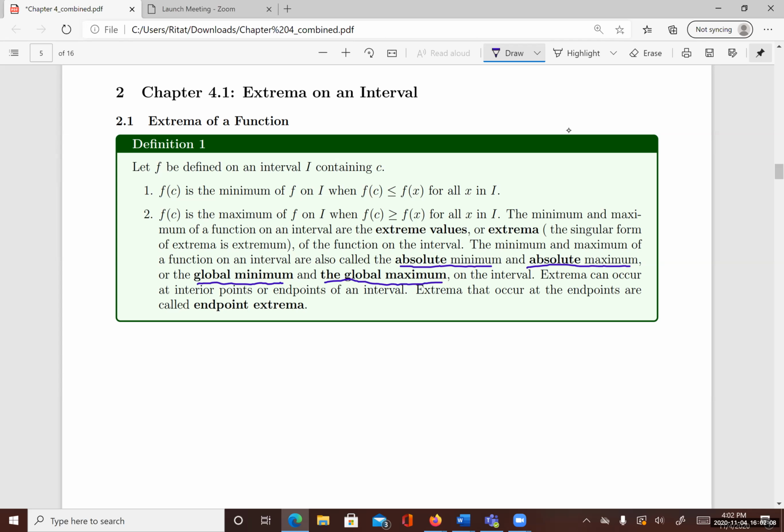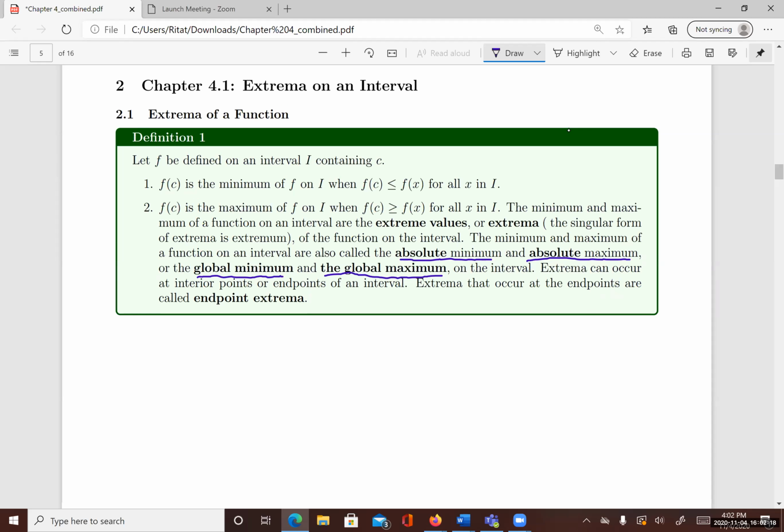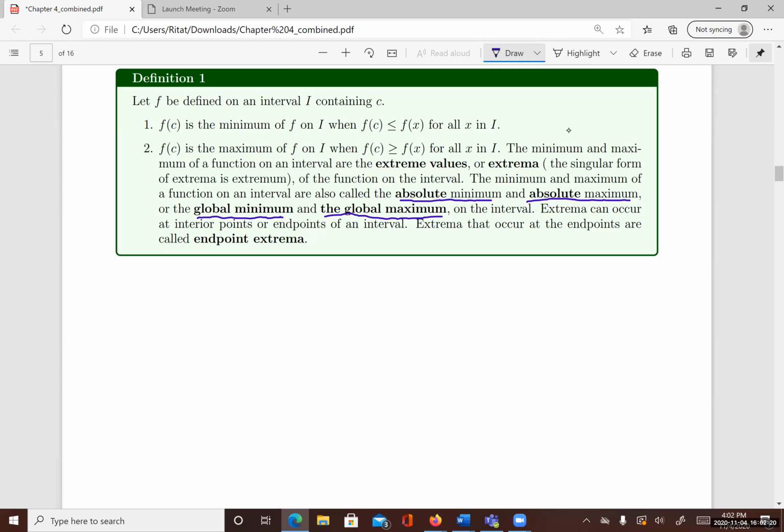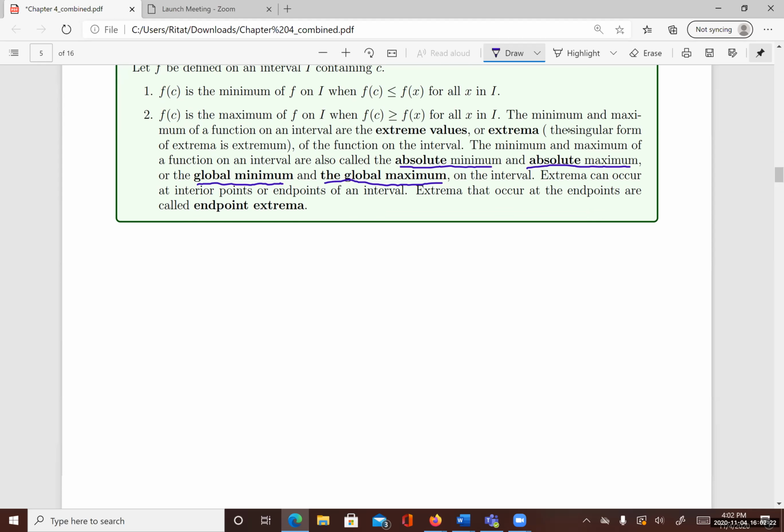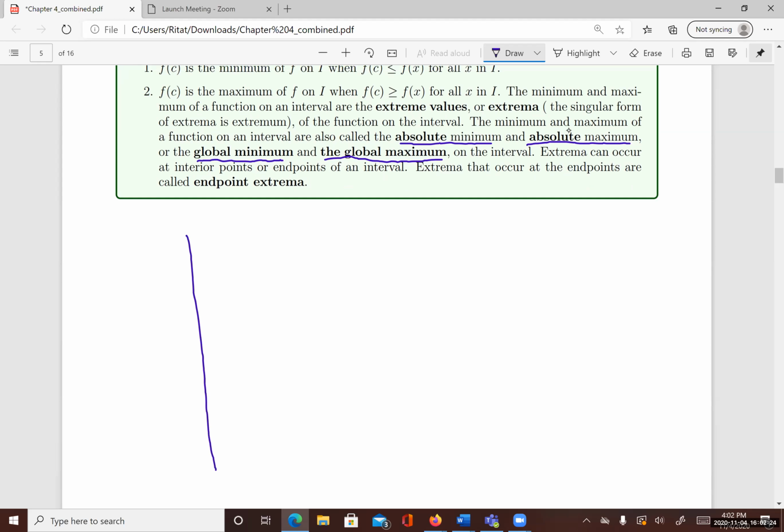The global maximum value is a point of the function on an interval where it's the largest value. And the global minimum, vice versa, is the smallest value of the function on a specific interval. Well, let's look at a graph of the function f of x.